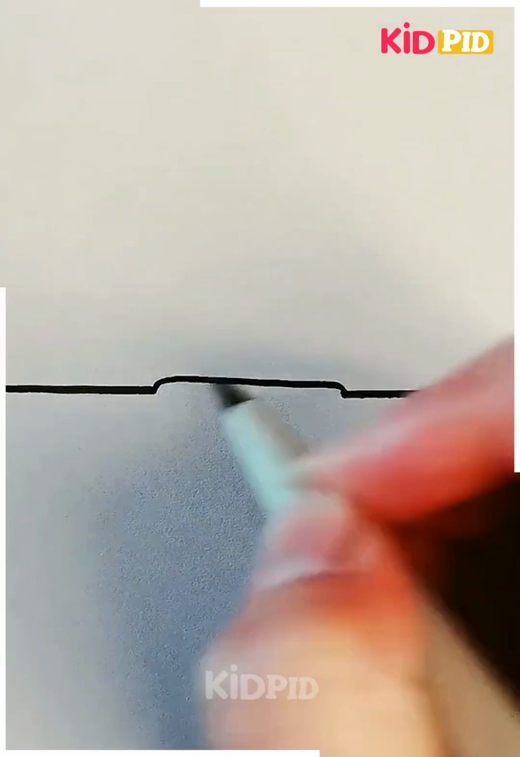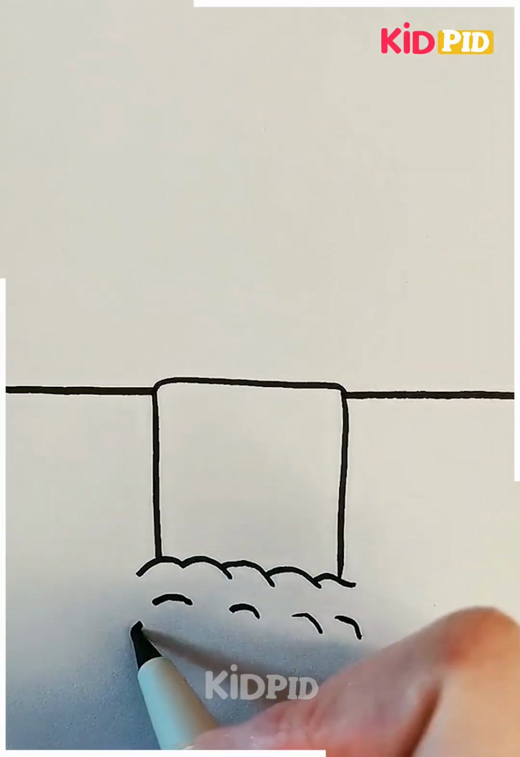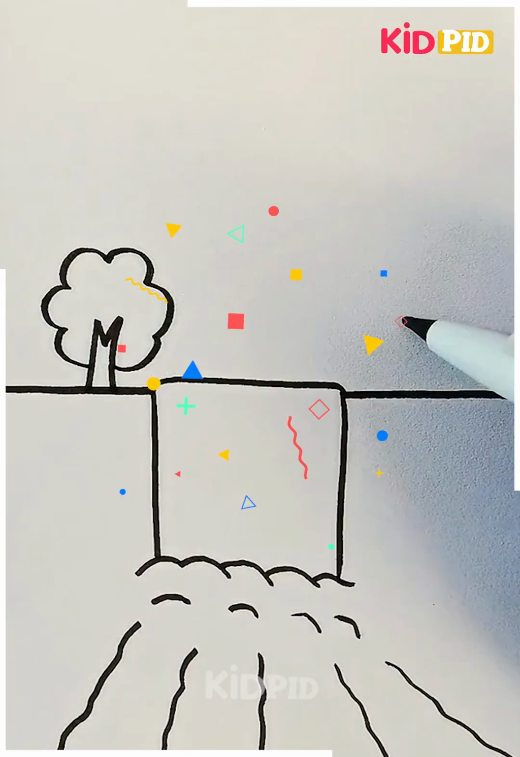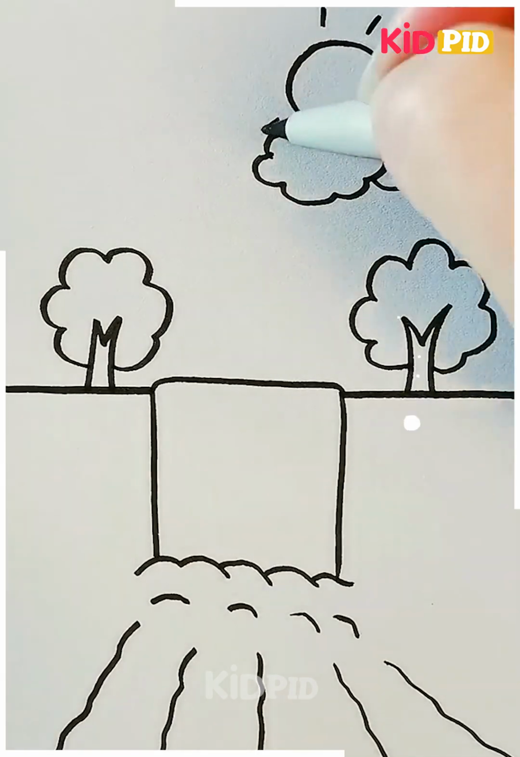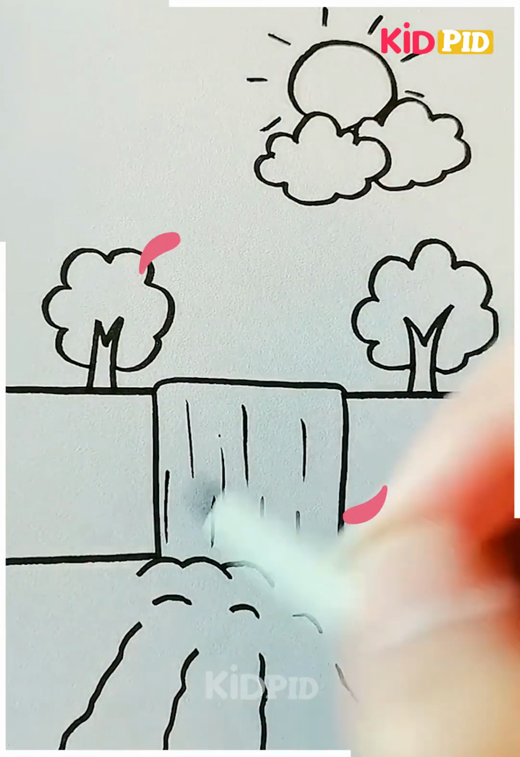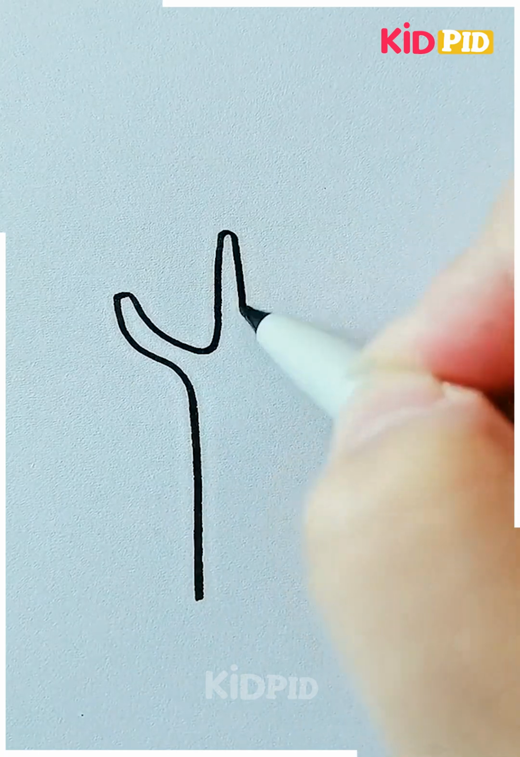Next we move ahead. Here we are making a waterfall. First we are drawing some trees in the background, then we are adding clouds and some more detailing in the waterfall, and you can see it's done. Let's move ahead to our next drawing.